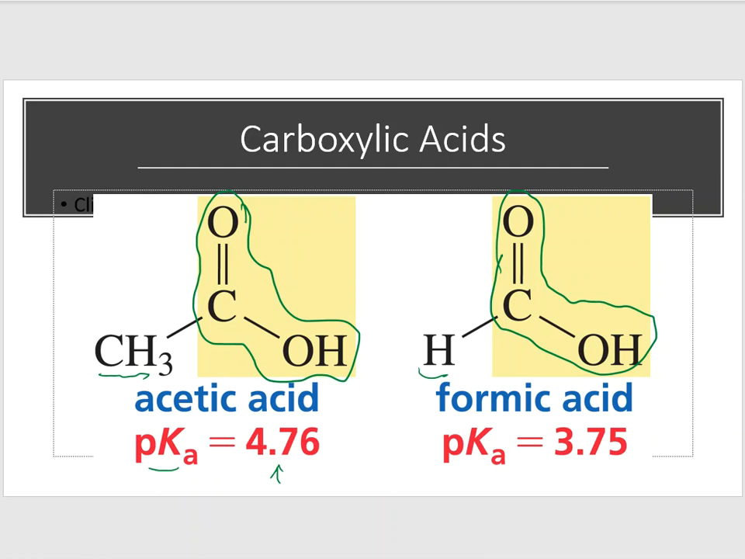Well, it's also a weak acid. That pKa value is a 3.75. And if you compare these two, formic acid is going to be a little bit stronger than acetic acid because its pKa is lower than acetic acid. Remember, think of it kind of like the pH scale. The lower the pH, the more acidic. Therefore, the lower the pKa, the stronger it is.